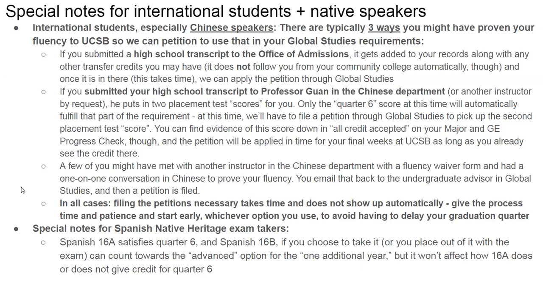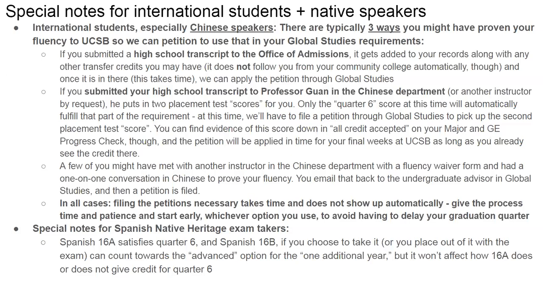I just wanted to remind you that when you sign up for and then take that native heritage exam, you might place out of Spanish 16A. 16A, if you take the exam and you place out of it, satisfies quarter 6 of Spanish. Sometimes you might be told you have to take Spanish 16A or you're ready to take Spanish 16A, in which case you can take 16A and then that counts as the quarter 6 requirement that fulfills it fully.